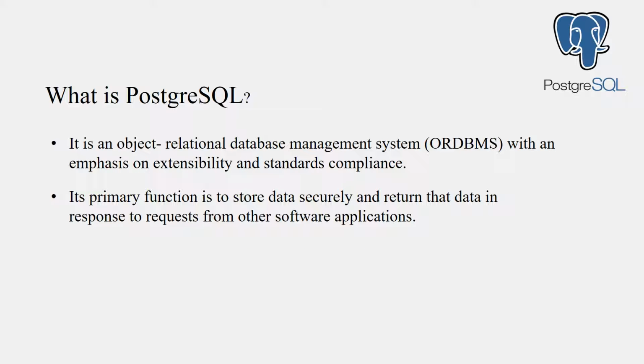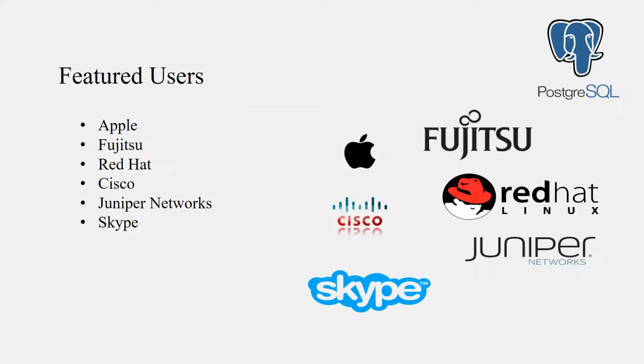What is PostgreSQL? It's an object relational database management system with an emphasis on extensibility and standards compliance. Its primary function is to store data securely and return that data in response to requests from other software applications. Who are its featured users? PostgreSQL is extensively used by Apple, Fujitsu, Red Hat, Cisco, Juniper Networks, Skype, among many other users.